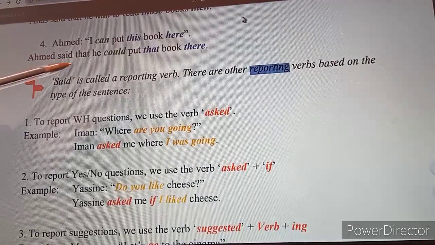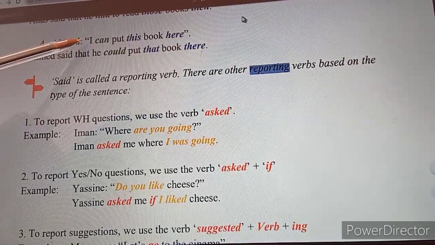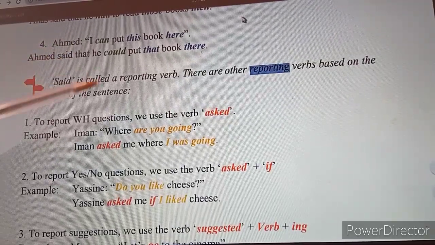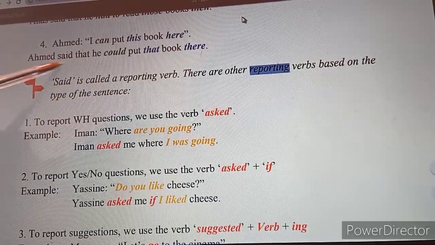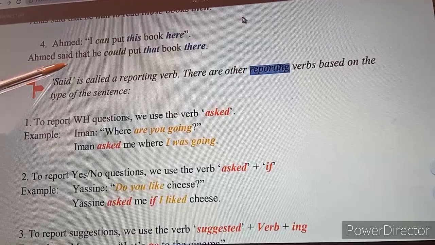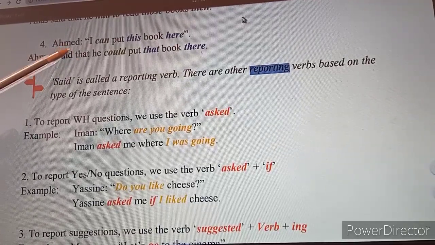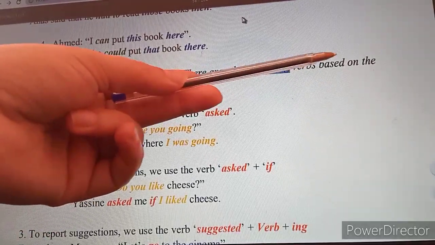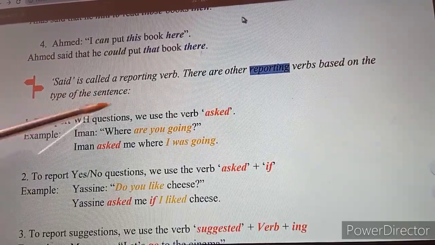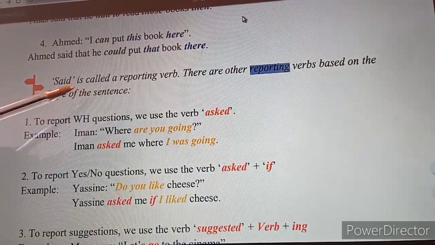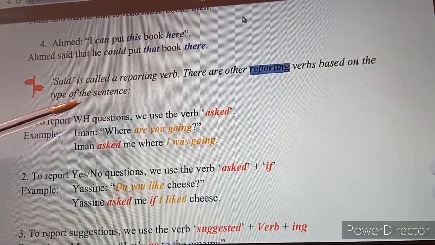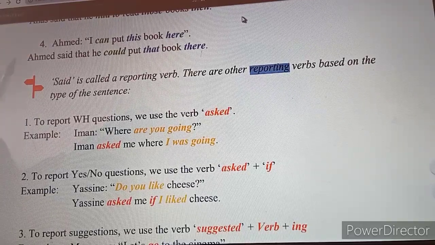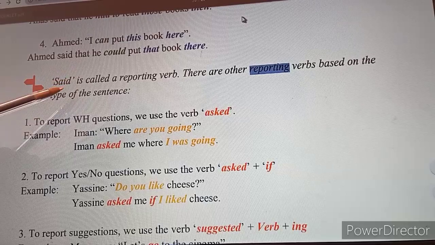So said, as you see here, we have said. We don't have it in the direct speech, and we have it in the reported speech. Ahmed said. So said is called a reporting verb. Clear? So said is a reporting verb. There are other reporting verbs based on the type of the sentence, حسب نوعية الجملة. Clear? When there is a question, we will use other verbs.